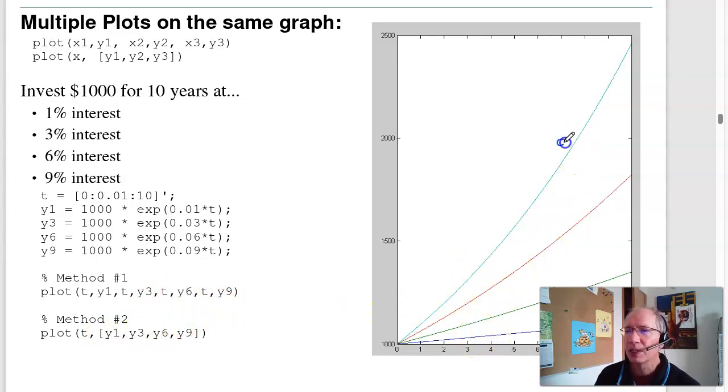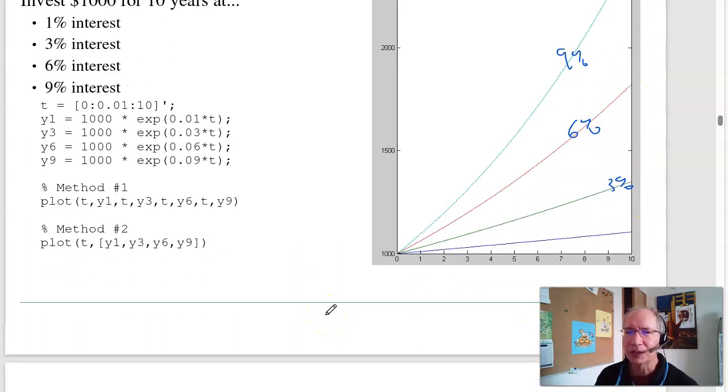They both give you this graph. So here's your 9% interest, 6% interest, 3% interest, and 1%. And here you kind of see that interest rates make a huge difference. If I can get 9% interest, I'm going to have about 2.4 times as much money as I'll have at 1% interest. So compound interest is really powerful.